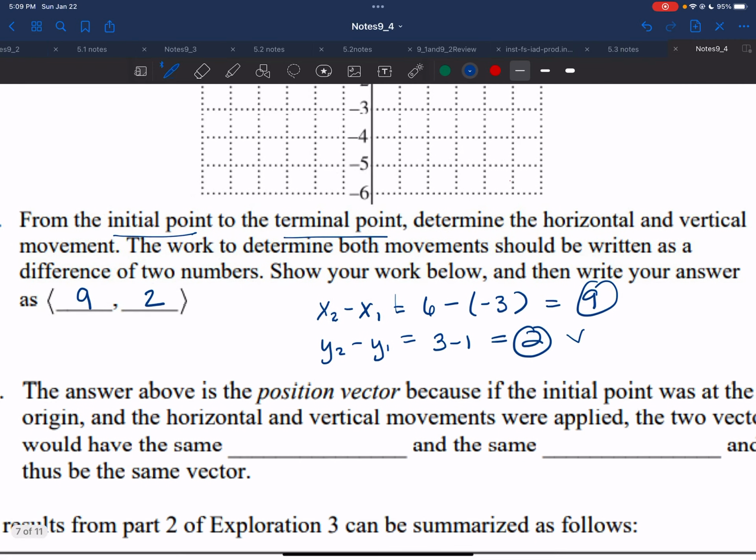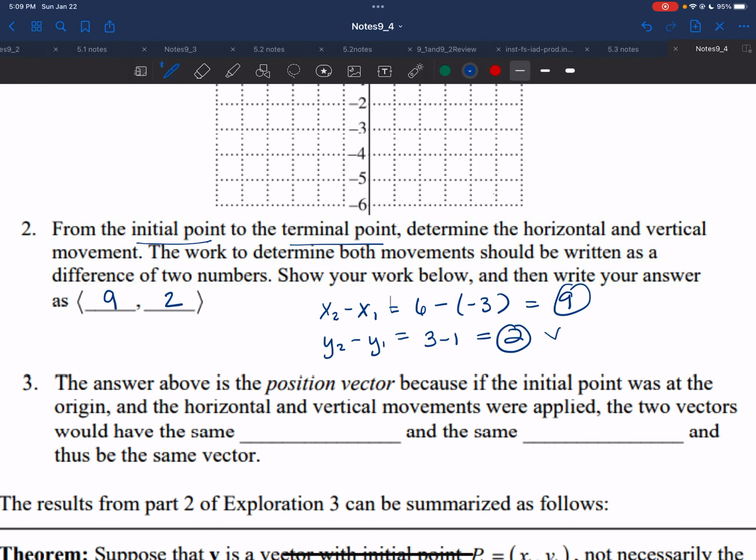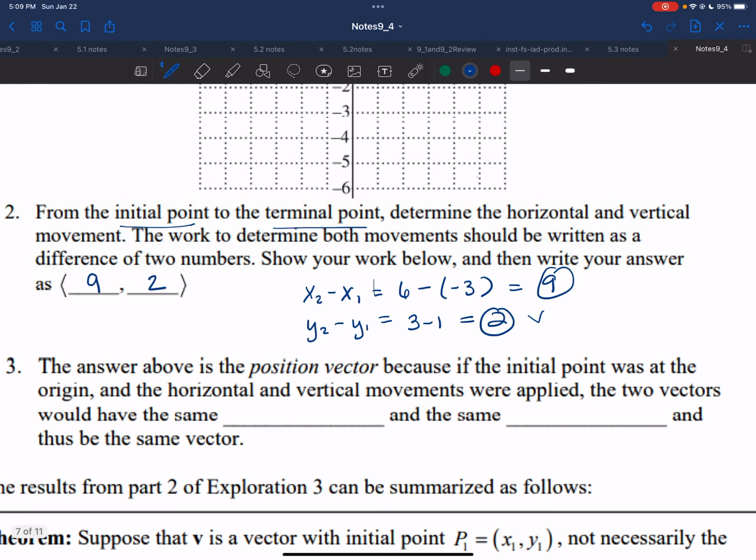All right, so that above is the position vector if the initial point was at the origin and the horizontal and vertical movements were applied. The two vectors would have the same magnitude and the same direction, and thus be the same vector.